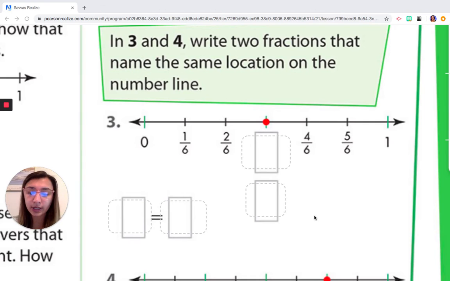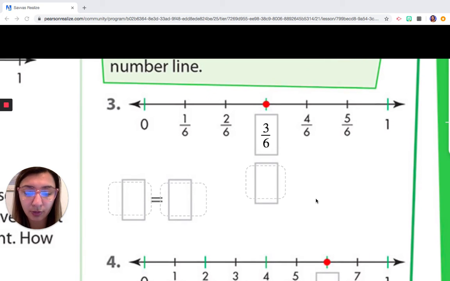All right, so we're going to look at example number 3 first, and it says, in 3 and 4, write 2 fractions that name the same location on the number line. So first we need to figure out what the fraction is that we're going to work with. Very simple, this one's already done for us, so we can just look at the pattern and stick ours in there. We have 6 as our denominator, so we have 1/6, 2/6, what's going to go here? 3/6. All right, so we have that down, 3/6.